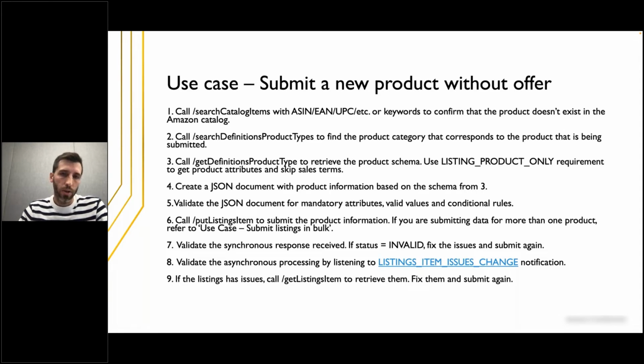In step number 7, 8, and 9, you will be again checking the status of your submission for both the synchronous and the asynchronous processing and validation. You will eventually fix if your submission has some errors, and at some point you will get a valid submission and the product will be live, but without an offer in this case.